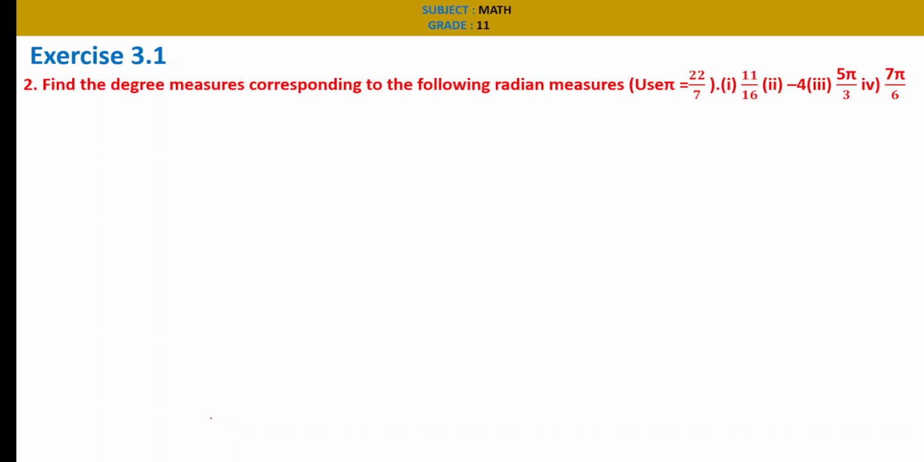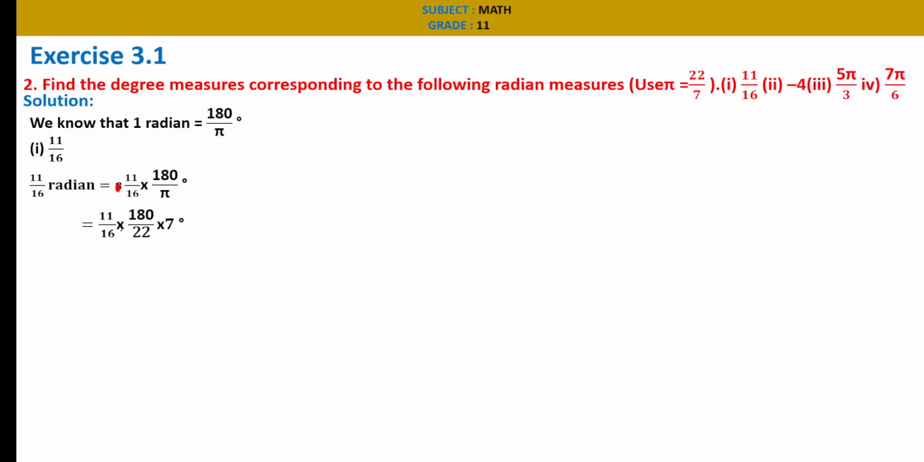Let us see question number 2. Find the degree measure corresponding to the following radians. Use pi is 22 by 7. Solution. We know that 1 radian is equal to 180 by pi degrees. Therefore, 11 by 16 radians is equal to 11 by 16 into 180 by pi, which can be written with pi as 22 by 7, so 22 by 7 degrees.